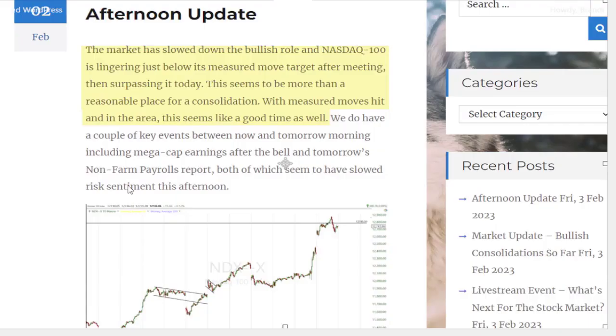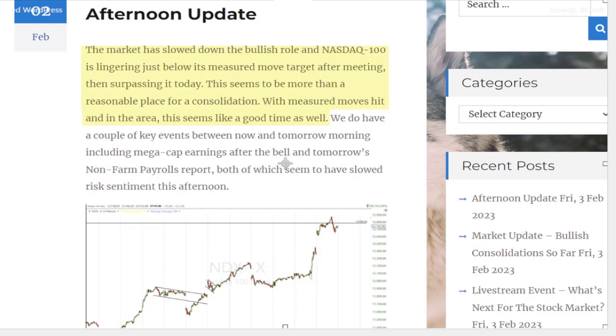And just so you know what that chart is, that's the NASDAQ 100. That's the measured move. Here it is. It hit it, came a little bit above it, and came right back down. This is what I'm saying. Sometimes they'll surpass it a little bit, but the majority of the time, they will come back down to the area of this measured move and then start consolidating.